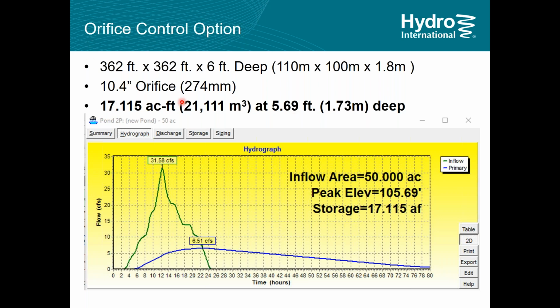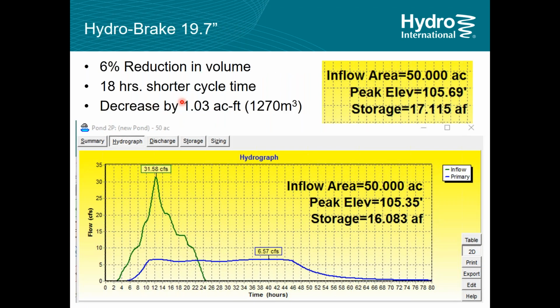So you think, oh, that's pretty good. Everything's looking good. But can we do better? Well, I can remodel that with a hydro brake, and I end up with the same set of conditions, but in this case, I'm going to a 19, almost 20 inch hydro brake on the outlet. And I'll get roughly a 6% saving in volume.